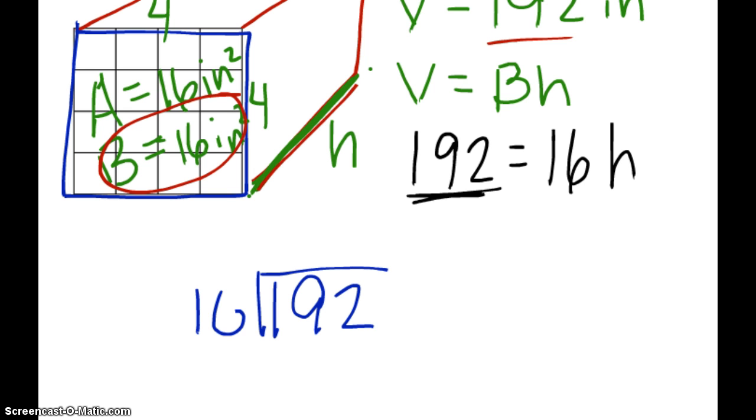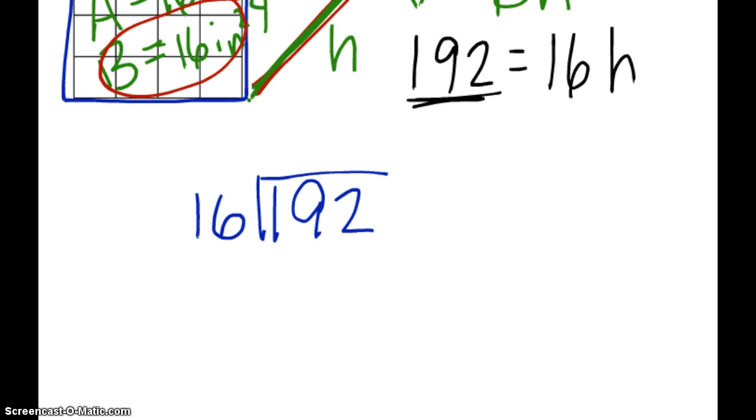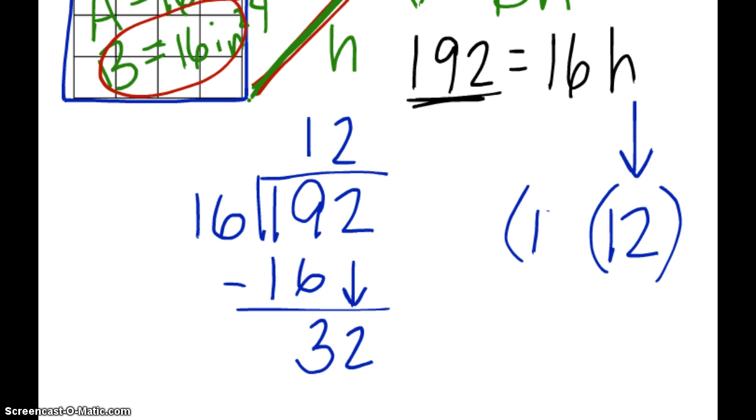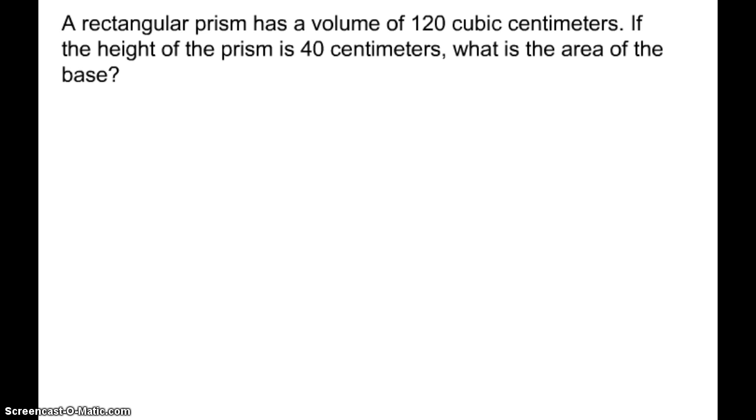Divided by 16. So 16 will go into 19 once. So we know that this height is 12 inches. And doesn't that make sense? 12, the height, times the area of the base, 16, times 12 equals 192. So pause and rewind and make sure you know how to work this. Alright, write this problem down, pause the video, and let's see if you can solve it, and then check your work.